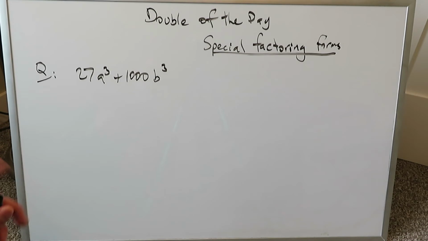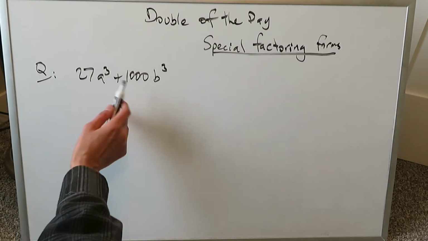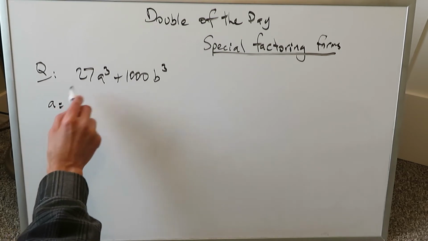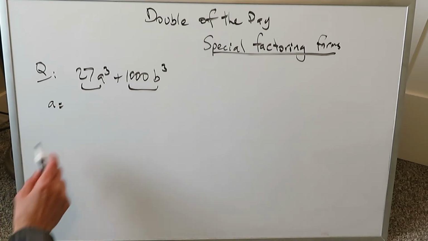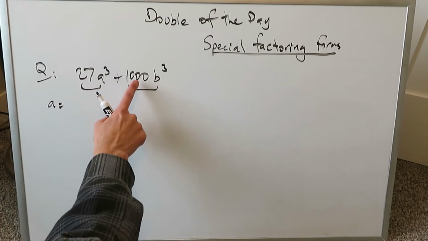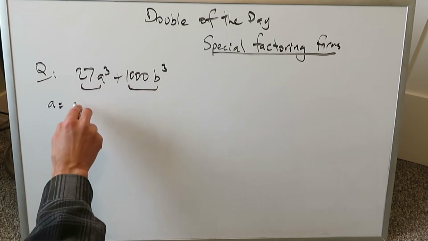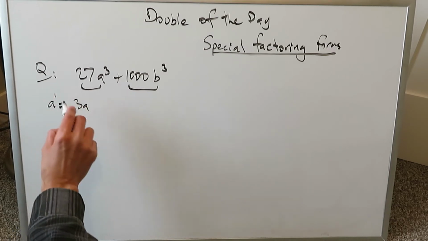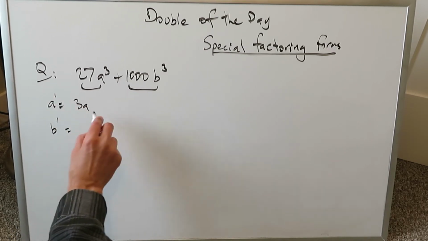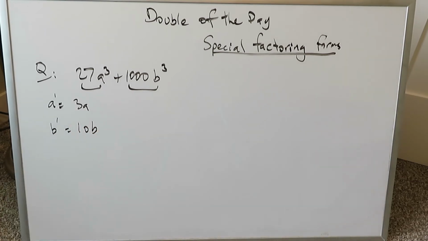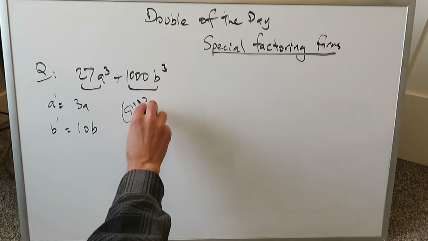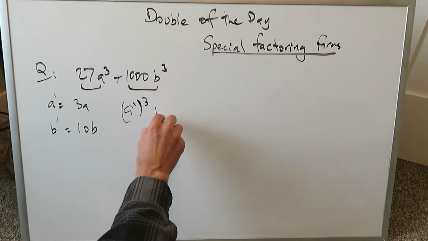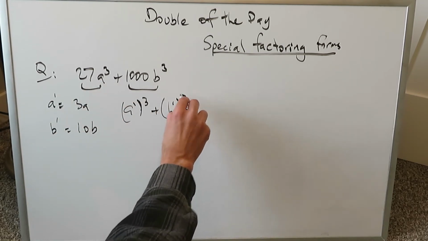Alright, our first question is 27a cube plus 1000b cube, and we have to factor this. We know here a will represent all of this, b will represent all of that, and these are perfect cubes. 3 cube is 27, 10 cube is 1000, so a represents here 3a. Let's just call that a prime. B prime here represents 10b. And then now we're doing a prime cube, plus b prime cube. I'm only doing this designation with the prime so we don't repeat the letters.